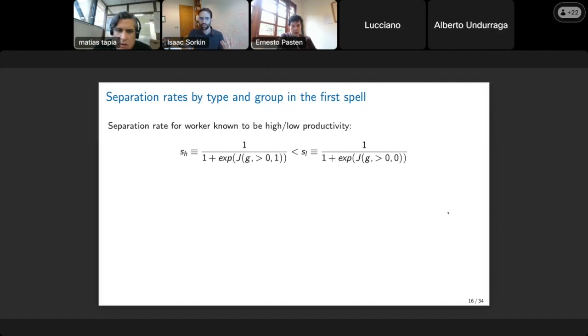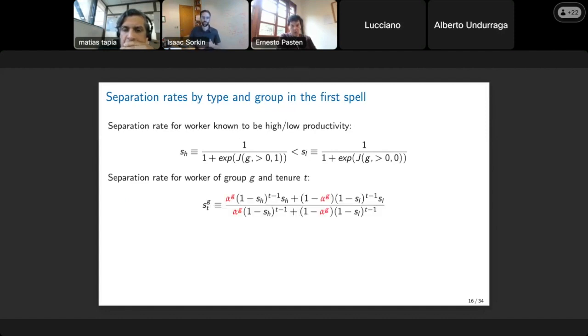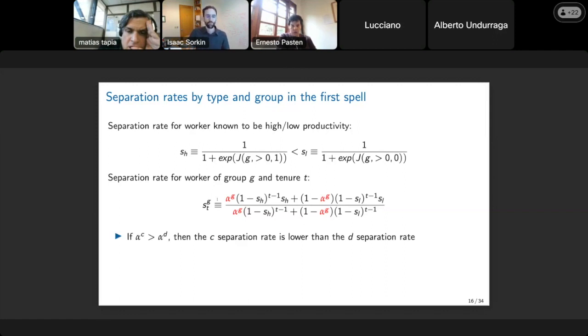Okay, so now what you get out of this model, skipping over a bunch of Bellmans that I think are uninteresting, is that the separation rate for high type workers is lower than the separation rate for low type workers. Then the separation rate for workers of group G and tenure T is given by this somewhat horrible expression, which amounts to weighting the group-specific shares of high and low types over time. If you stare at this expression long enough, you can get out a few things. If, for example, the share of high types among group C is higher than for group D, then the C separation rate will be lower than the D separation rate.